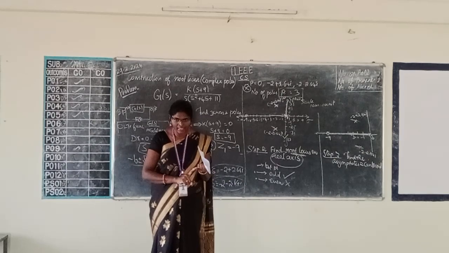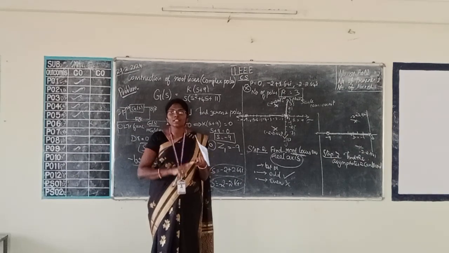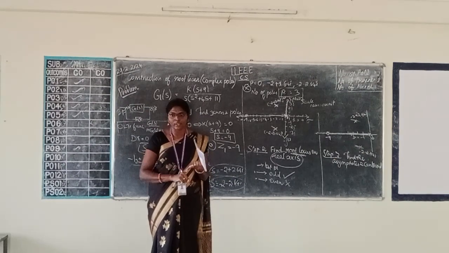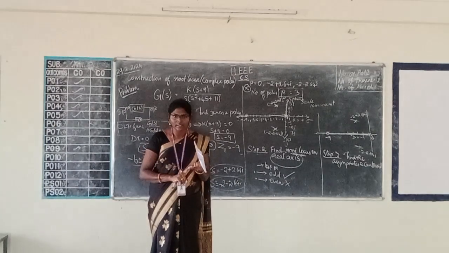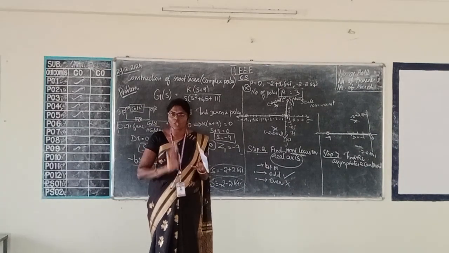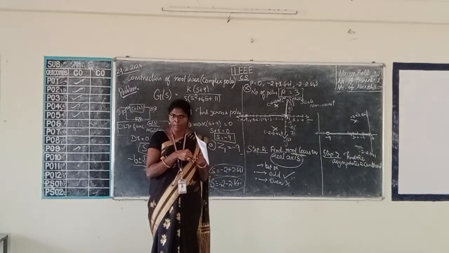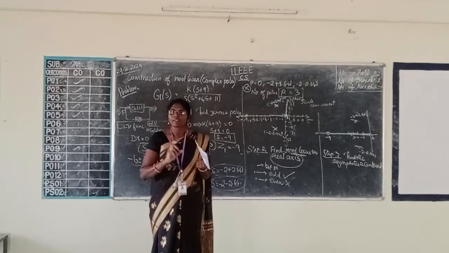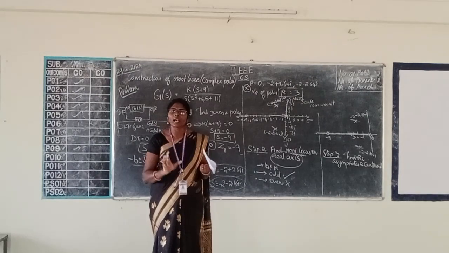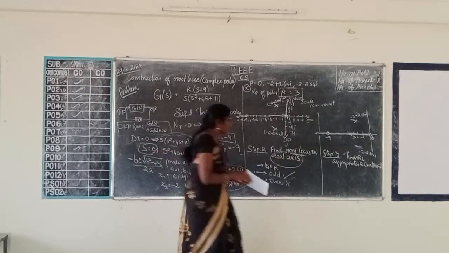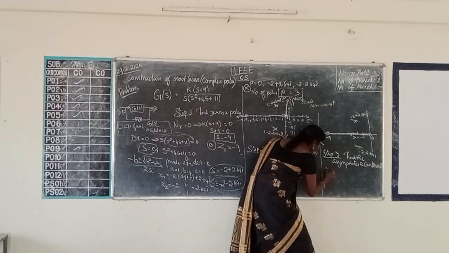An asymptote is just a straight line. Where is the straight line going to start? For that, you need the centroid, the point where the asymptote starts. But at what angle? That we have to find out using the angle of asymptotes formula. What is the formula?